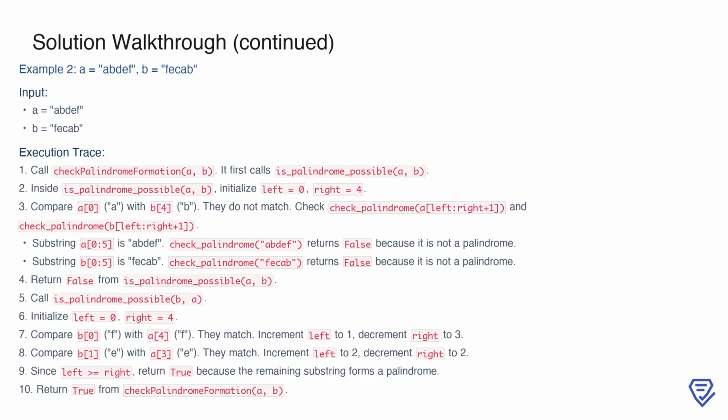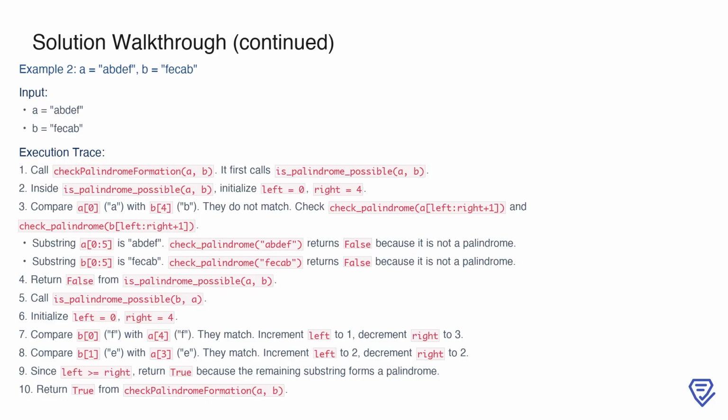The main function first calls is_palindrome_possible(A, B). Here, left starts at 0 and right at 4, the last index of the strings. The first comparison is between A[0] and B[4], which don't match. At this point, we check if the substrings A[left:right+1] or B[left:right+1] are palindromes. The substring A[0:5], or abdef, is not a palindrome, and neither is B[0:5], or fcab, so this call returns false.